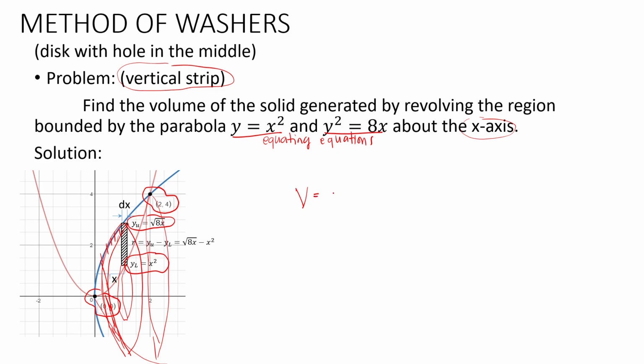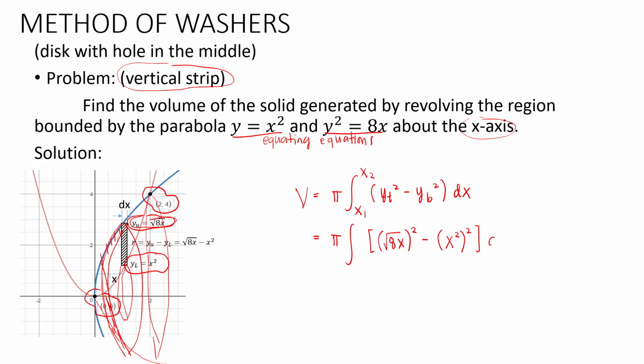Okay, so the volume for a washer is pi. Since this is a vertical strip, this is y top squared minus y bottom squared dx from x1 to x2. So pi, and then y top is square root of 8x. This is the blue graph, and it's also highlighted here in the graph. So this will be square root of 8x squared, then minus the y bottom, which is x squared. So this will be x squared squared dx.